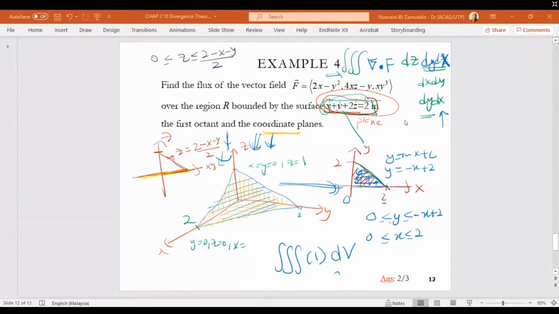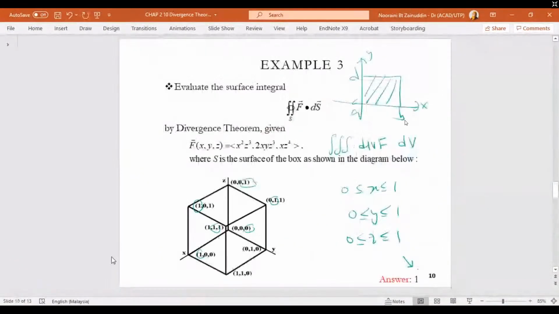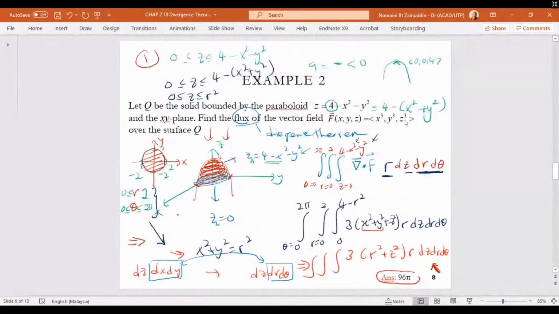Madam? Okay, yes. In this example, do we need to use x equals r cos theta? For example 4, no need because this one has no circle. Example 4? Example 2, madam, I'm stuck, I don't know why. Example 2, yes, we need to use r cos theta because you have a circle. Because in example 2 previously, we have a paraboloid, right? So if you look from positive Z here, you will get this circle.